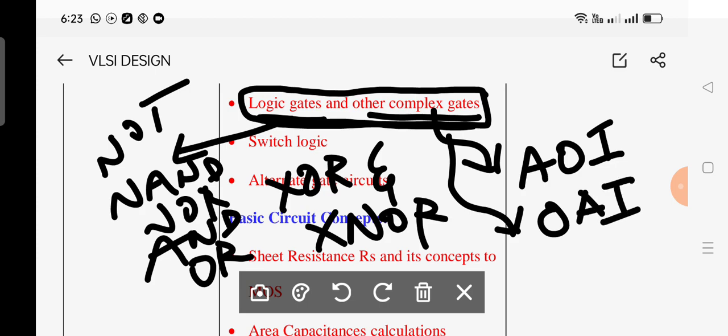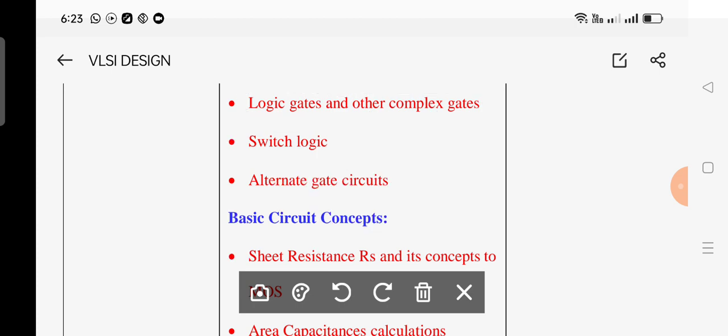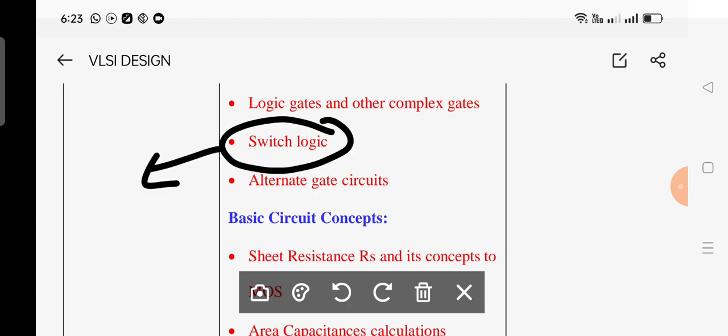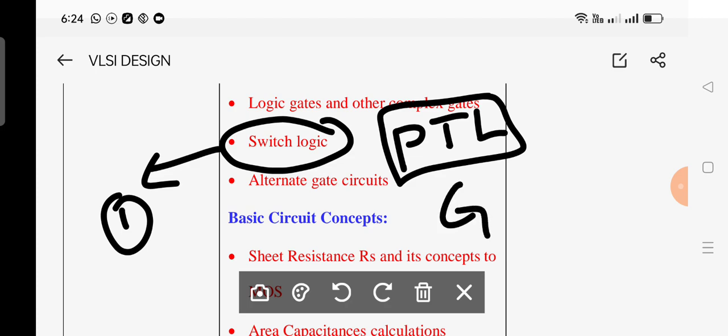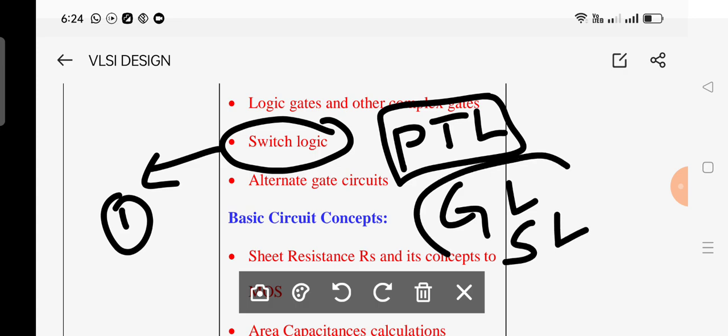Now coming to one more concept, that is switch logic. This switch logic was just introduced in unit number 1 with the name pass transistor logic. Here we are going to talk about how many types of switch logics there are, what is the difference between gate logic and switch logic, and what happens if we design with the switch logic.